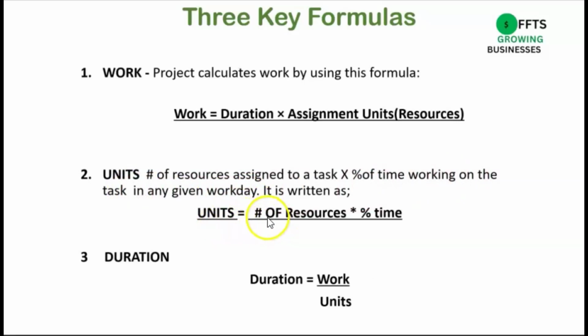So if you have 1 resource and they are full time, the units is 100%. And duration is work divided by units. If the work is 16 hours and the unit is 100%, the duration is 2 days.